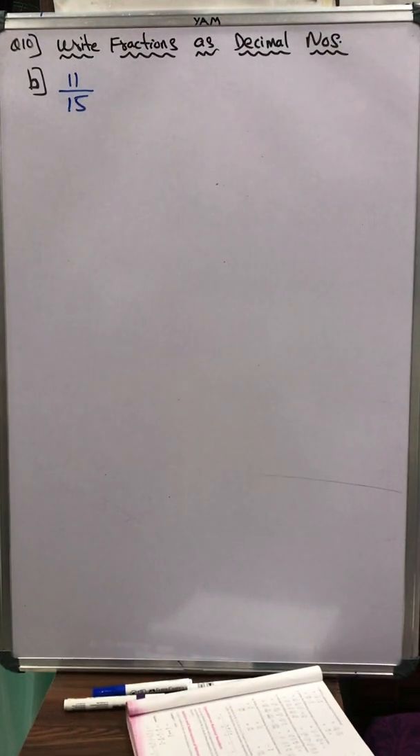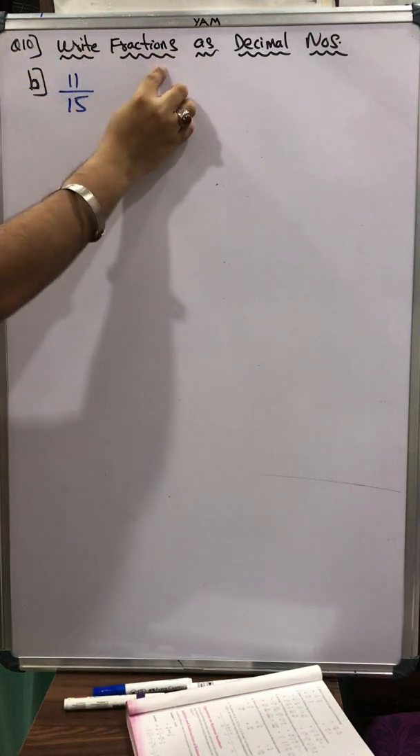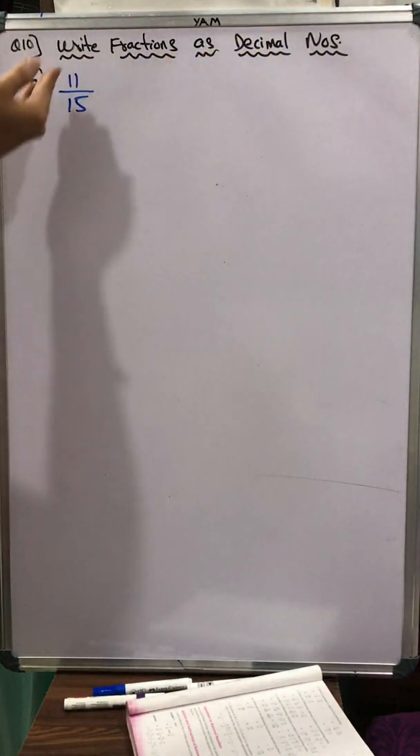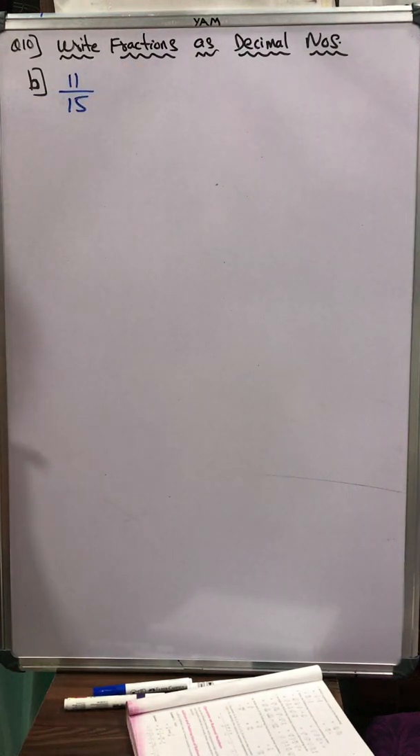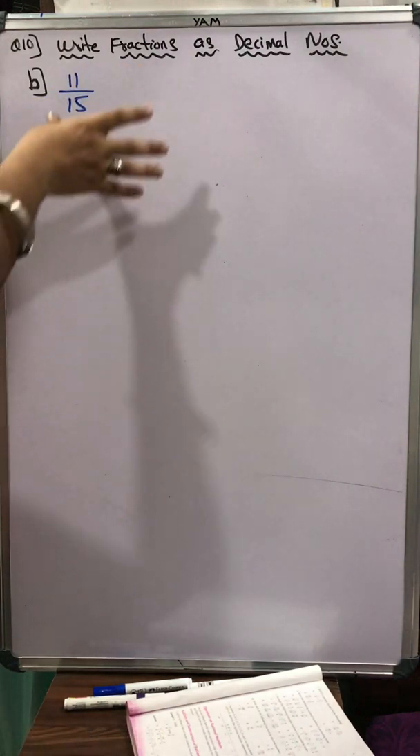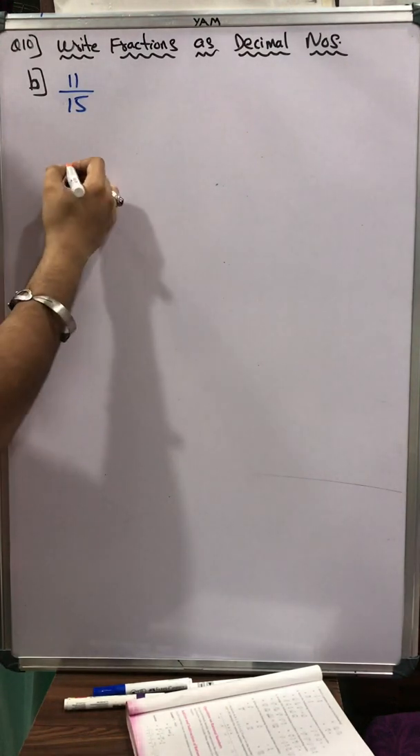Okay students, so now I will say we are going back to 5th standard. Yes, we are going back to 5th standard because we used to do this in 5th standard. Write fractions as decimal numbers. I need to convert this fraction into decimal numbers. It is done only and only with the help of our long division, our traditional division method. Yes, let's do it students now.